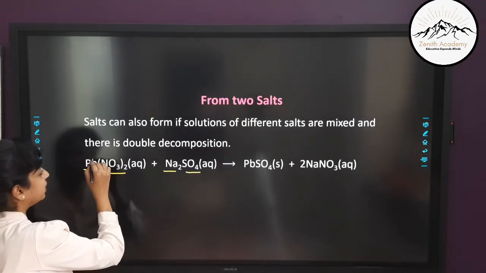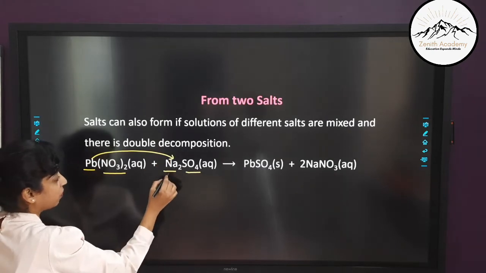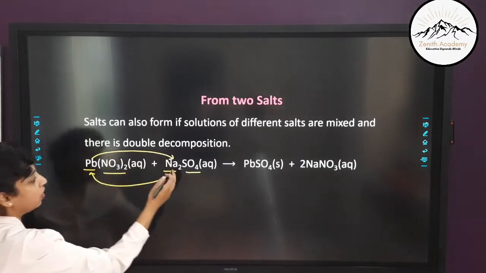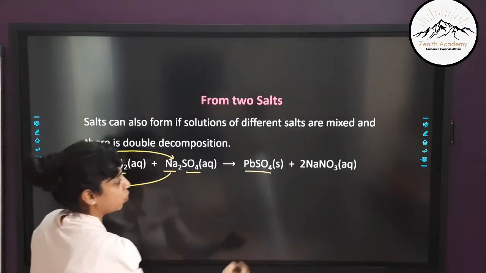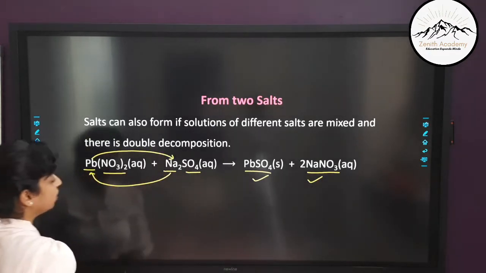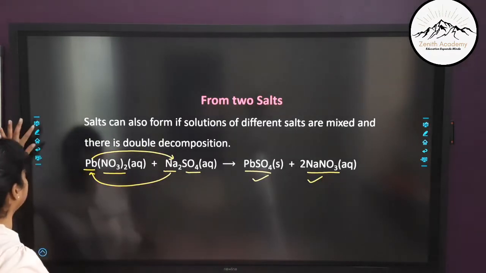So now this lead comes and sits over here, and this sodium takes the place of this lead. So now lead sulfate and sodium nitrate are obtained. These two are again salts. So there is double decomposition.